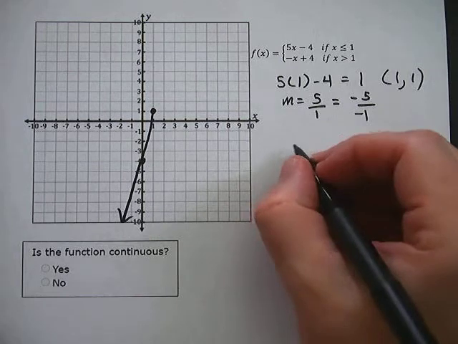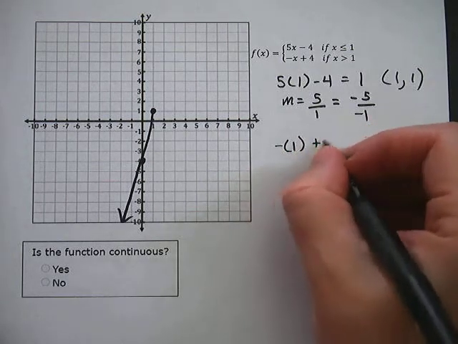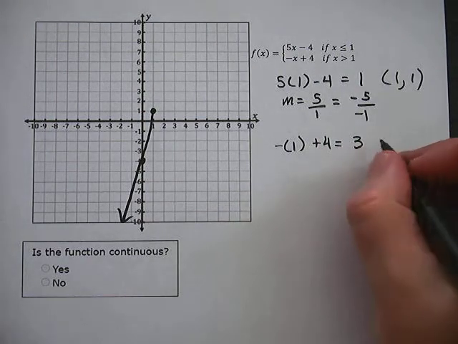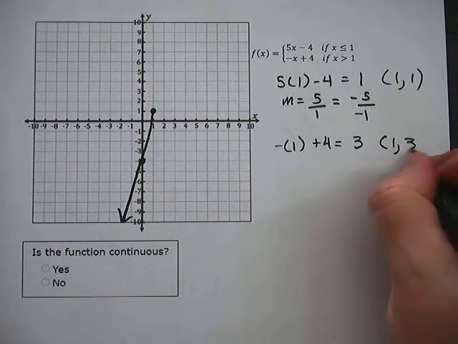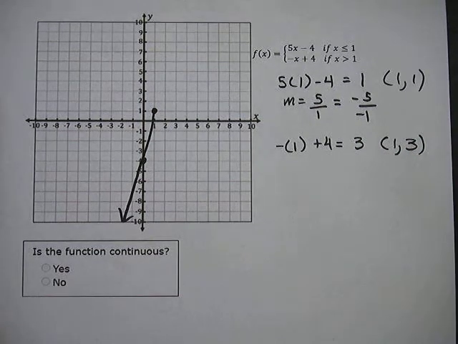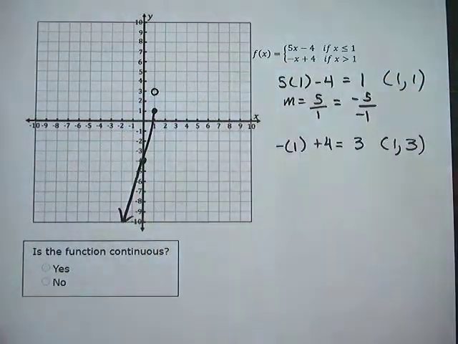So if I plug a 1 in, I get negative 1 plus 4, which is equal to 3. So when I plug in a 1, I get a 3. Okay, so that corresponds to the point (1, 3). And if I look at this, there's no line underneath, so that's an open dot. So (1, 3) with an open dot.